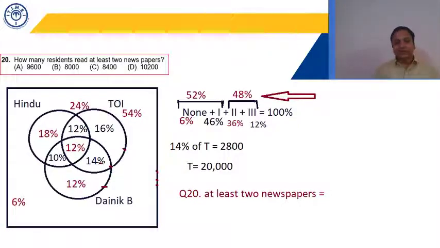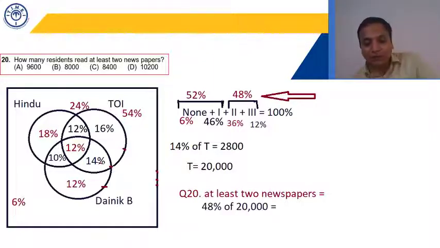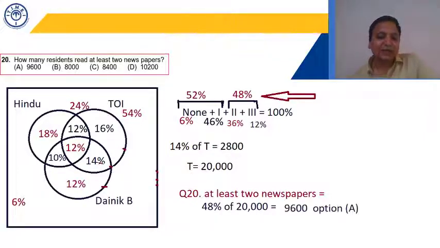Don't add up. There is already a premise being mentioned. At least two newspapers is 48%. 48% of 20,000 is 9600, which is given as option A. You can add from the diagram also, but straight away it is given in front of you. So just try to find out. It's 48% of 20,000, which is 9600.